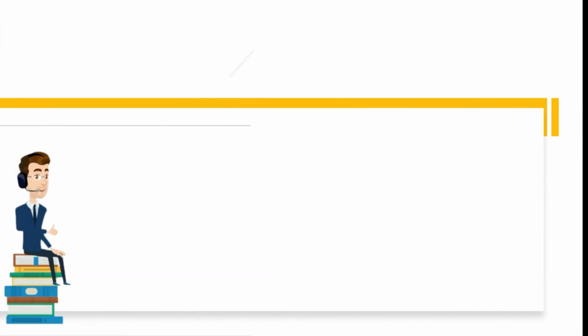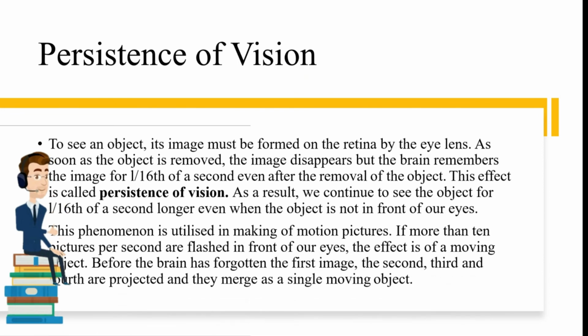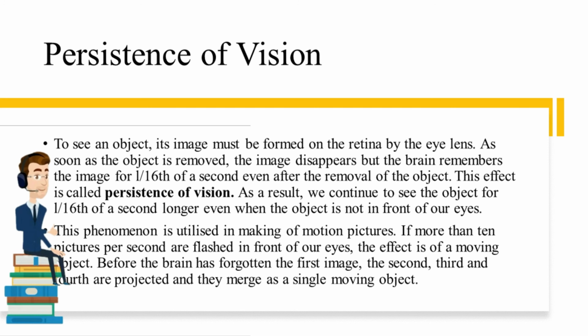Persistence of vision. To see an object, its image must be formed on the retina by the eye lens. As soon as the object is removed, the image disappears but the brain remembers the image for 1/16th of a second even after the removal of the object. This effect is called persistence of vision. As a result, we continue to see the object for 1/16th of a second longer even when the object is not in front of our eyes.